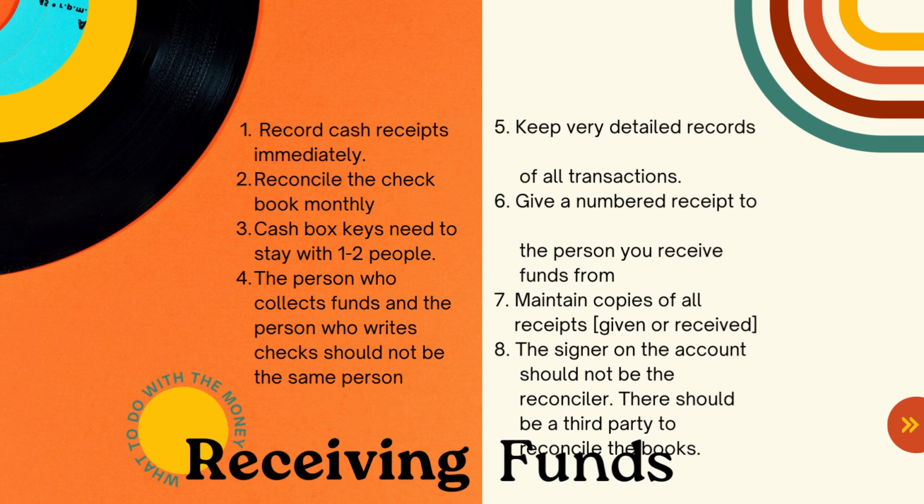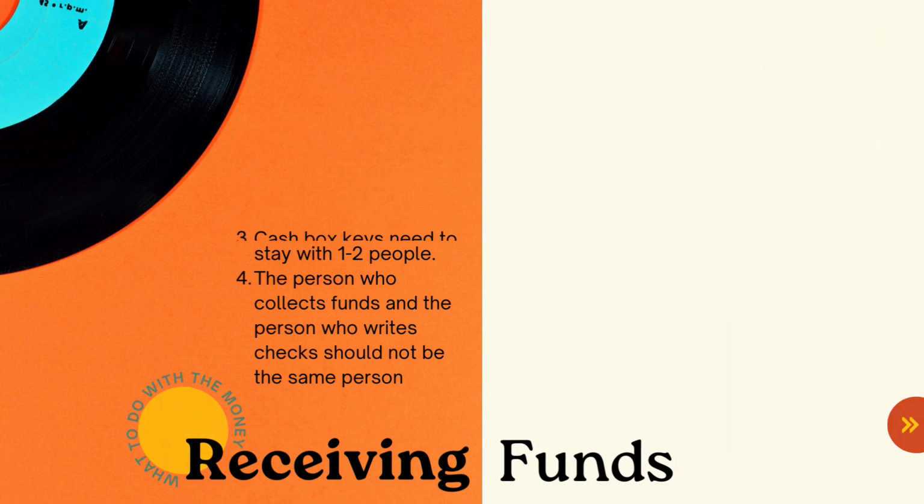We need to keep very detailed records of all transactions that happen. And we need to make sure that the person that is giving you the money gets a numbered receipt. We need to maintain copies of all those receipts. And the signer on the account should not be the reconciler. There should be a third party to reconcile the books once you take in all these funds to ensure that the funds match up with the receipts.